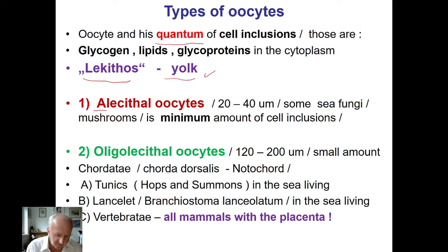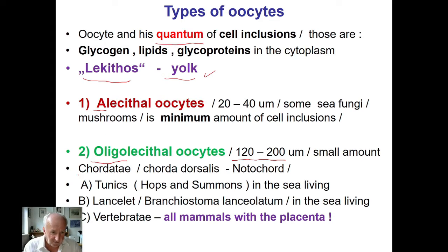Next name, let's go to a bigger oocyte, oligo. Oligo means little, small, oligo. Lekitos, yolk. That means oocyte with a little amount of cell inclusions. You see that we are going in micrometers to a higher number. You can see such oocytes in the light microscope. And in the cytoplasm is a small amount of glycogen, lipid droplets, glycoproteins, and other cell inclusions.